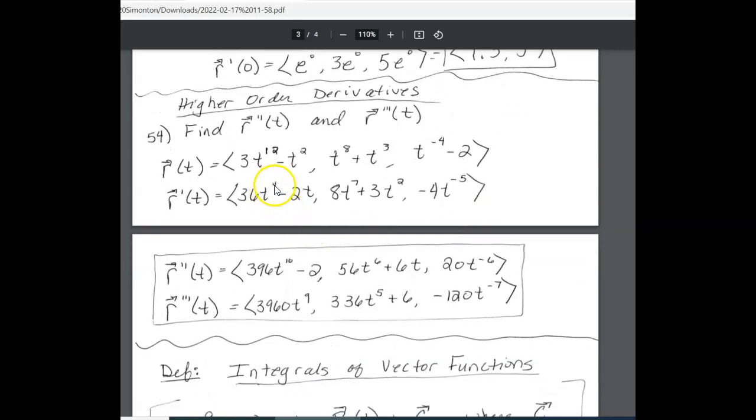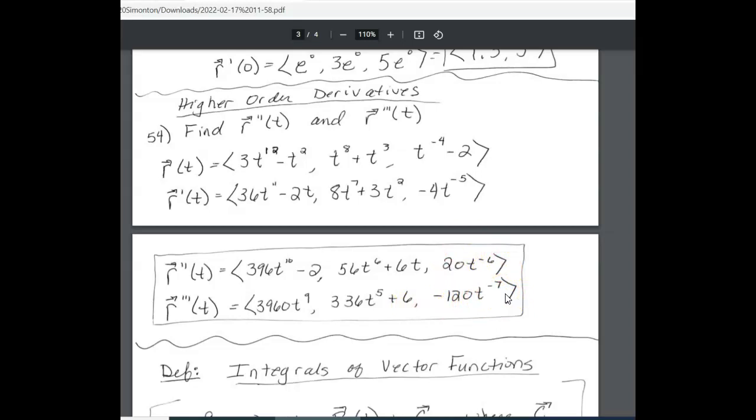So the second derivative, 11 times 36, 396, t to the 10th, minus 2. Here you're going to get 56 t to the 6th plus 6t, and then here you're going to get positive 20 t to the negative 6th. And then for the third derivative, one more time, bring down the 10 and multiply, 3,960 t to the 9th, 56 times 6, 336 t to the 5th plus 6, and then negative 120 t to the negative 7th.